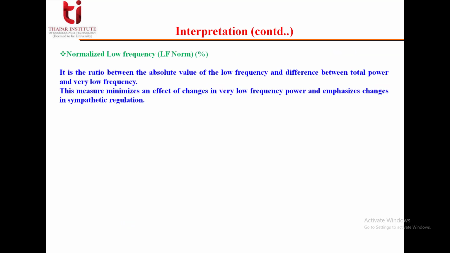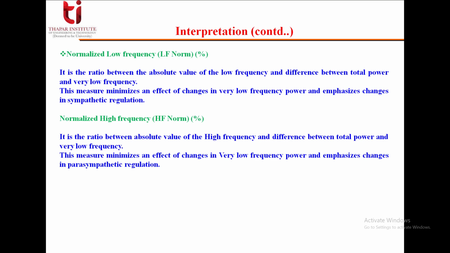Then we have normalized low frequency, which we mainly measure in percentage, and it is represented as LF norm. It is a ratio between the absolute value of the low frequency and the difference between total power and very low frequency. This measure minimizes the effect of changes in very low frequency power and emphasizes changes in sympathetic regulation.